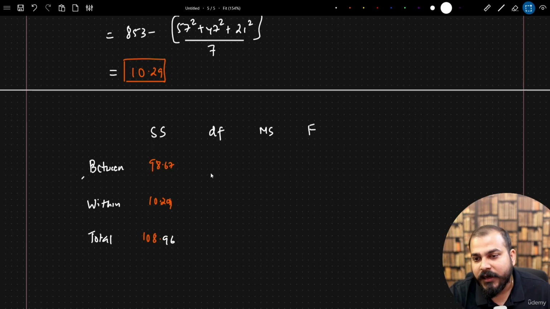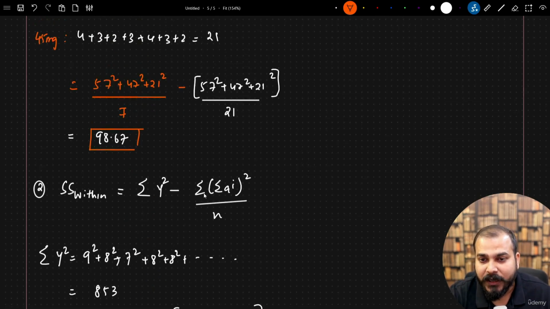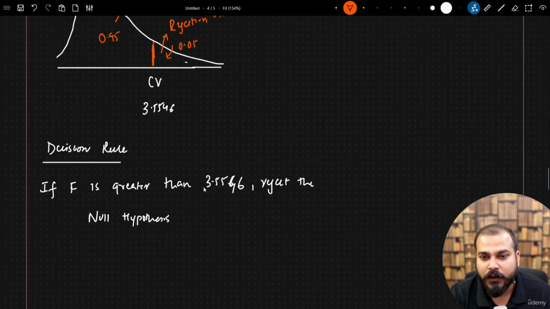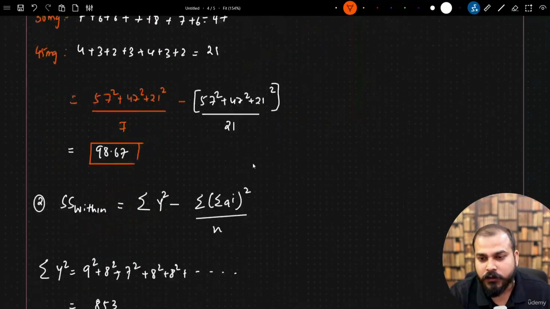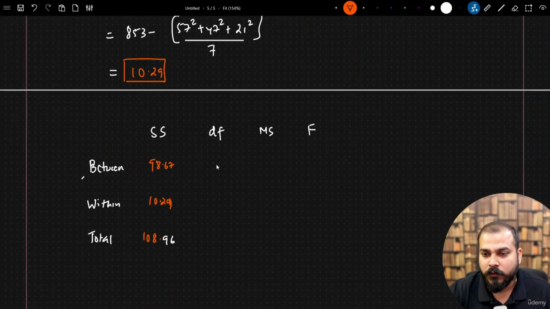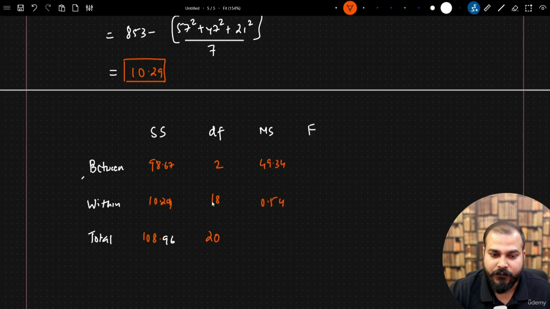Now degree of freedom between is nothing but 2 and then 18. So here I'm going to get 2, 18, and this will be 20. Mean square is very simple. We just take this value and divide it with this value. So here I will get 59.34 and this will be 0.54. This also we divide by this, and once it is done, you can also sum it up.